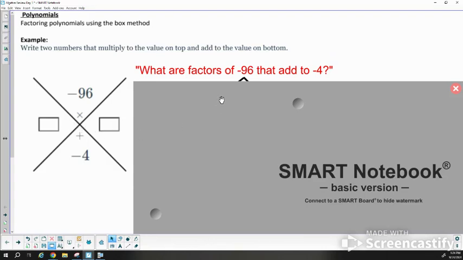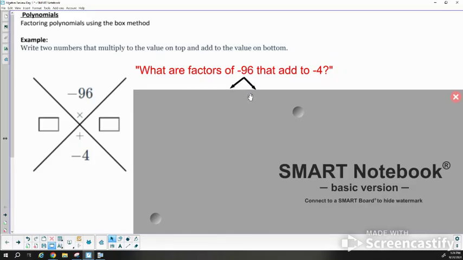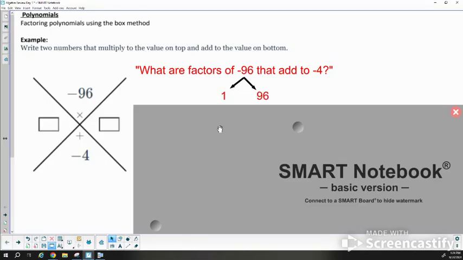So you might know these answers right off the top of your head, or you might have to take a look at a factor tree. What's the list of all factors of negative 96 that add to negative 4? Now, we can just create the list. I try to do an order to this, so I know that 1 will go into any number. So 1 times 96 is positive 96. We'll talk about the negative in just a second.